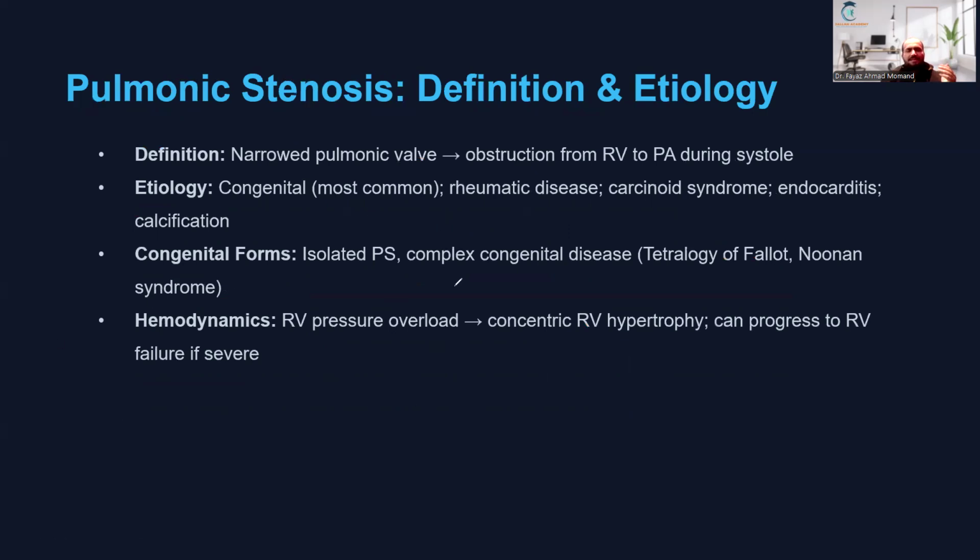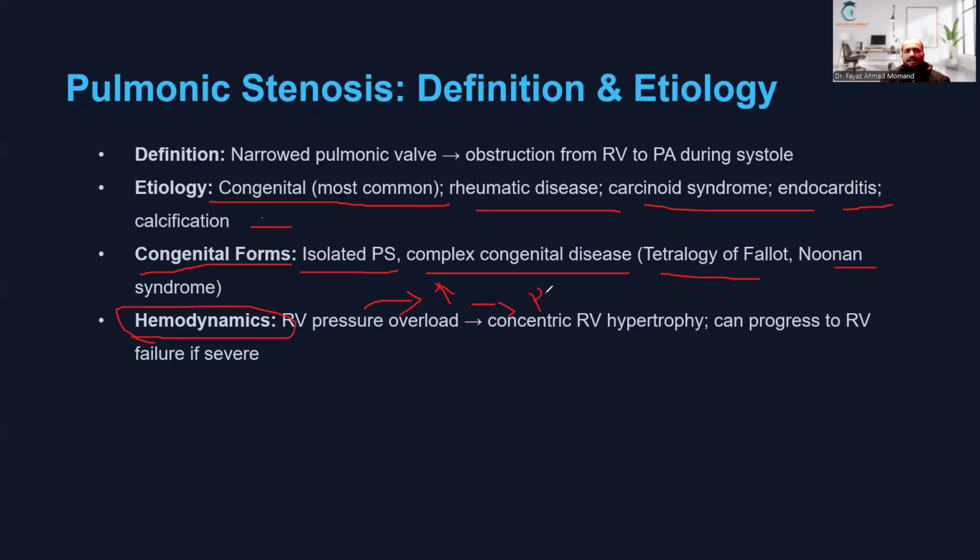Pulmonic stenosis, once again, is not common, but it can happen. Obstruction is from the right ventricle to the pulmonary artery during systole. Congenital stenosis is common. It can also happen in rheumatic disease, carcinoid syndrome, endocarditis, and calcifications. Congenital forms are usually isolated pulmonary stenosis, and it can happen in complex congenital disease such as tetralogy of Fallot, Noonan syndrome, etc. Now, hemodynamically, the right ventricle's pressure gets increased. This causes right ventricular hypertrophy, and then that can progress to failure if going on for a while or severe.